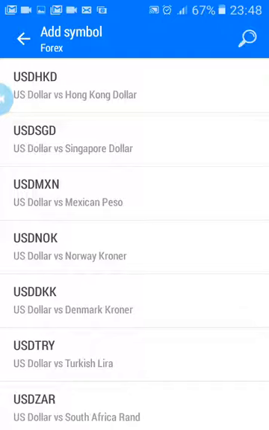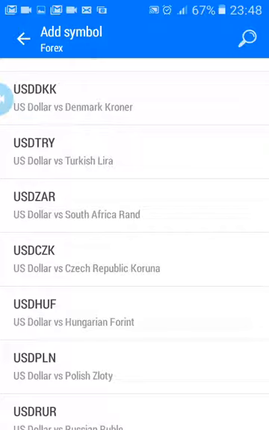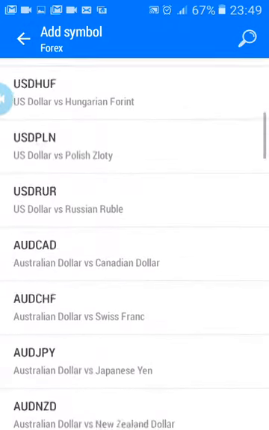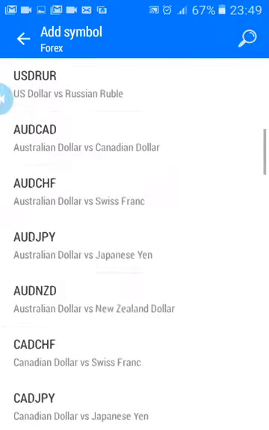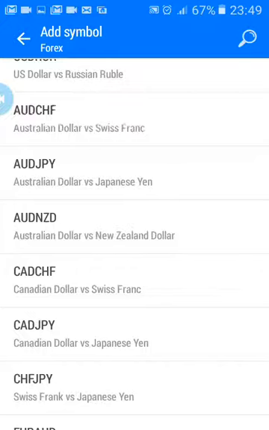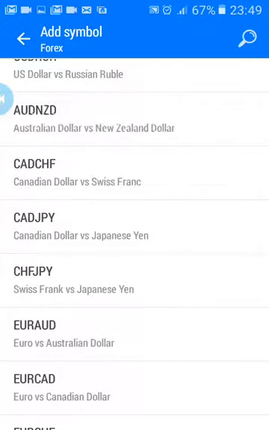The first one is the US dollar and the Hong Kong dollar, so I don't want that. I don't want the second one, the third one, the fourth one. I want this one, the US dollar versus the South African rand. So I press it, it is added on my code platform. So I move on, looking for another code to add. That's the one, Australian dollar versus the Canadian dollar. I press it, it is on. The Australian dollar versus the Swiss franc, I press it, it is on. Australian dollar and the yen, I press it, it is added.